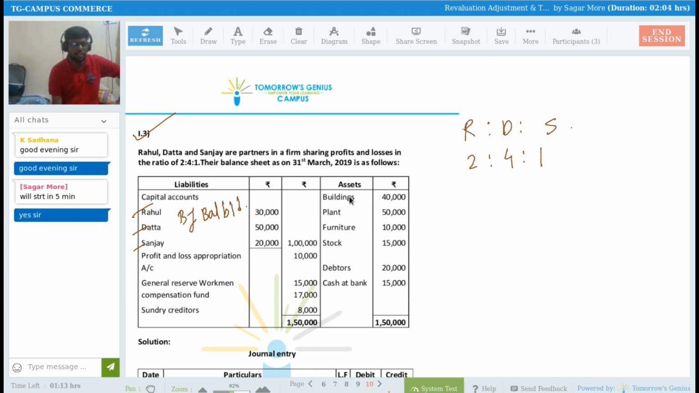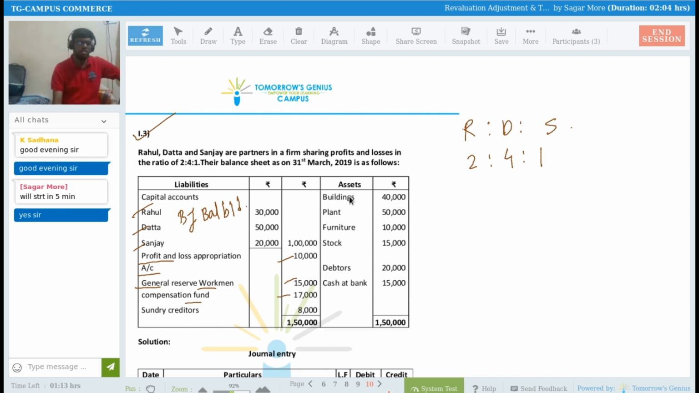After that, you have to find out whether there are profits or reserves or not. If I see here, I get the profit and loss appropriation account balance, which is a profit of 10,000. General reserve balance is there, 15,000 rupees. Workmen compensation fund is there, 17,000. So there are three profits: 10,000, 15,000 and 17,000. All these three profits I need to transfer towards the partners' capital account.